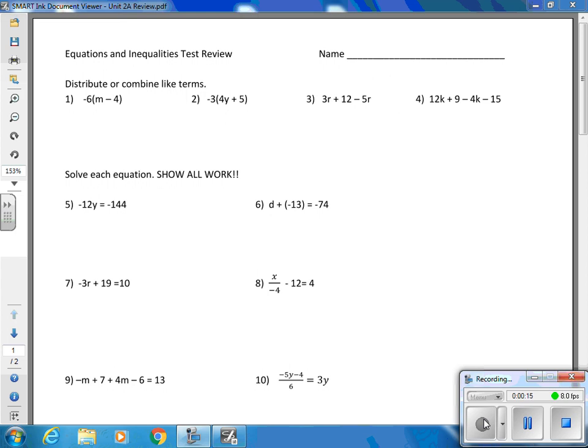All right, for numbers 1 through 4, you are either distributing or combining like terms depending on what it's got. Remember, in order to determine if you're distributing, you must see parentheses. If you don't see parentheses, then that must mean you're combining like terms. So for 1 and 2, there are parentheses, so we will distribute.